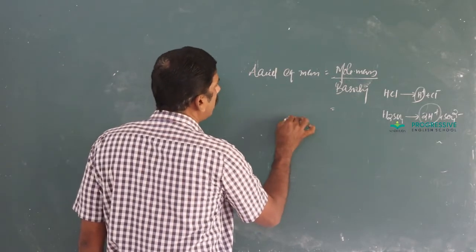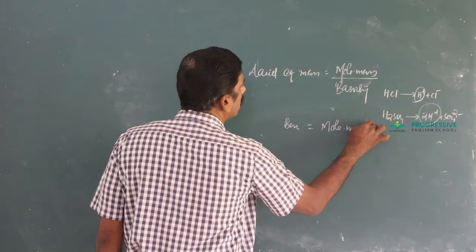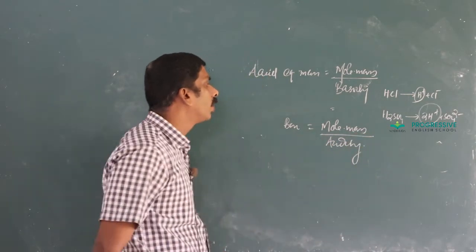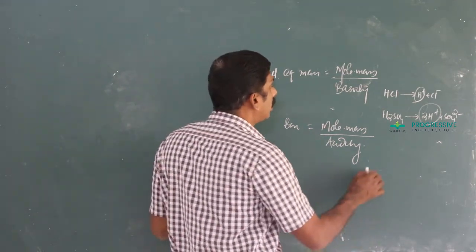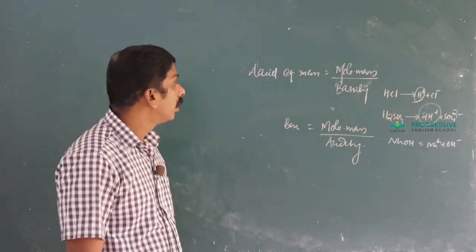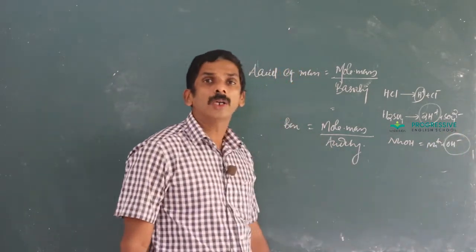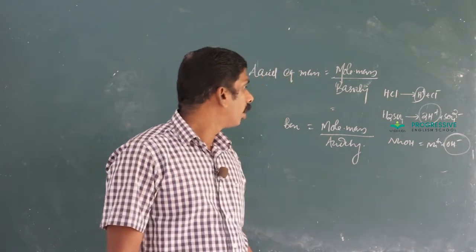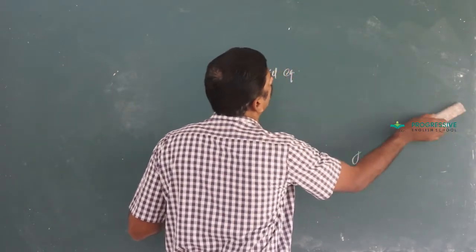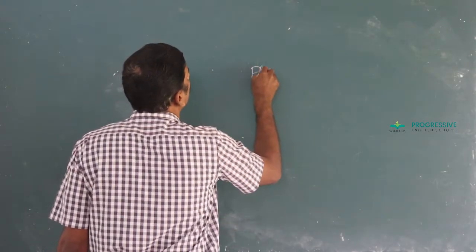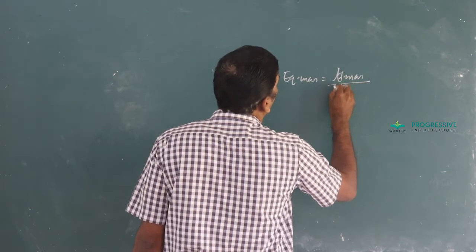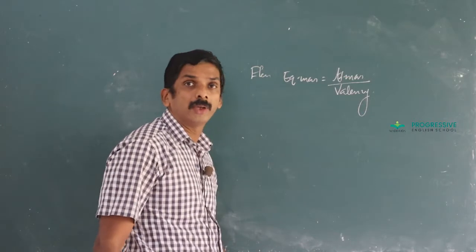And the equivalent mass of a base equals molecular mass divided by acidity, for example NaOH, Na+ plus OH-. Acidity means the number of replaceable OH- ions, that is the acidity of a base. Generally, in the case of an element, equivalent mass equals its atomic mass divided by valency.